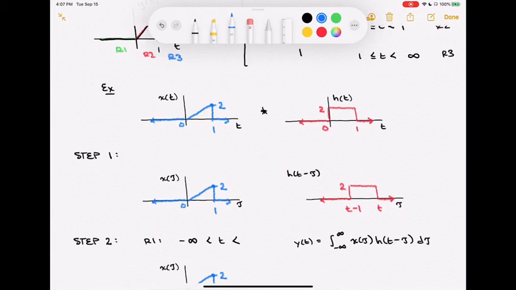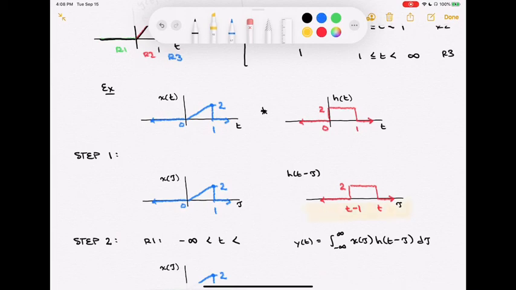Step 1 again is what? I need to plot these functions as functions of that variable tau. X of tau, just leaving the function alone. H of t minus tau is a flipping and shifting of my h function. H of t in this example is very similar to the h of t in our last example, except its height is 2 rather than 1. So we already kind of know what this guy looks like, and I'm going to go ahead and just draw that in here.